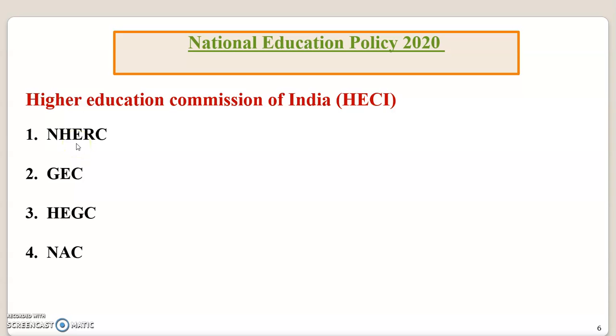There are 4 verticals in the Higher Education Commission of India. Number 1 is the National Higher Education Regulatory Council, that is NHERC, which is the regulating body. Second is the General Education Council, GEC. This is called the standard setting body. Third is the Higher Education Grants Council, HEGC. This is the funding agency. And the fourth one is the National Accreditation Council, NAC. This is useful for accreditation purposes.